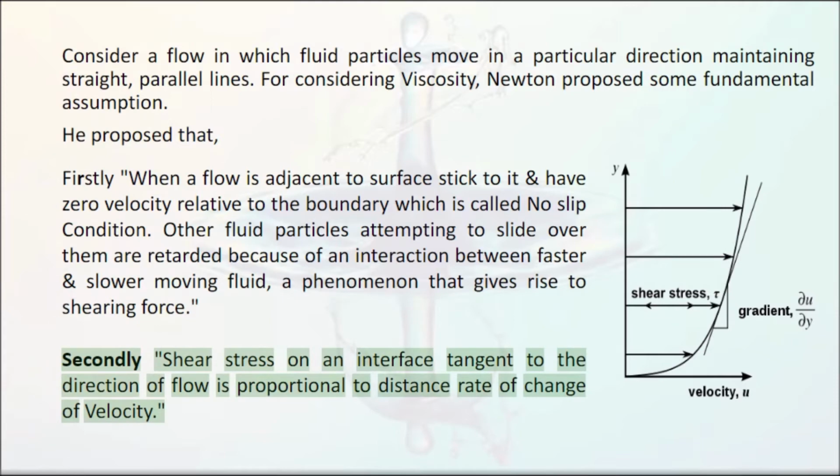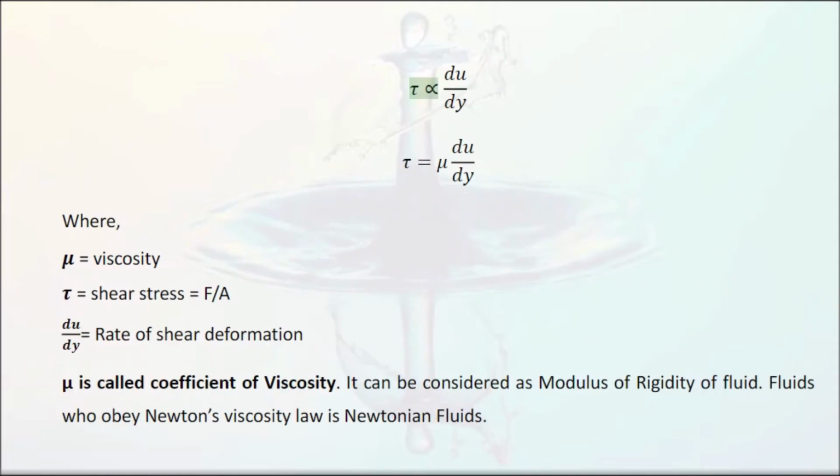Secondly, shear stress on an interface tangent to the direction of flow is proportional to the distance rate of change of velocity. Here μ equals viscosity, and τ equals shear stress, which is F/A, equals the rate of shear deformation. μ is called the coefficient of viscosity. It can be considered as the modulus of rigidity of the fluid. Fluids that obey Newton's viscosity law are Newtonian fluids.